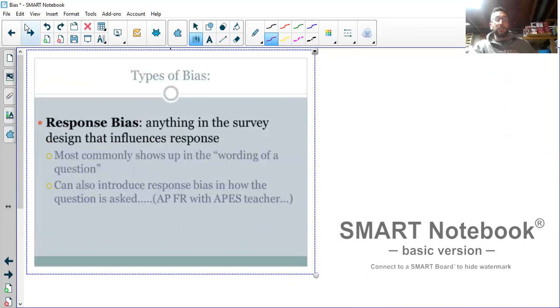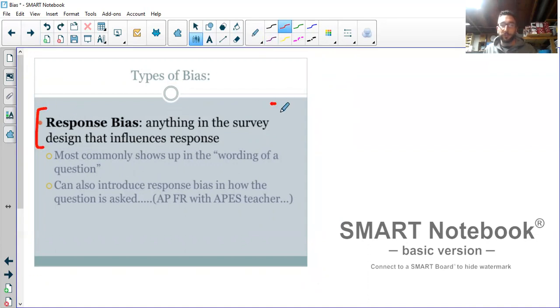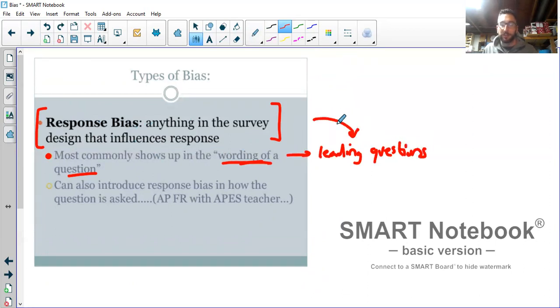The last one we're going to look at in here is response bias. Response bias is anything in our survey design that influences the response. The most common way we see response bias is in the wording of a question, or I think maybe in AP Psych, I could be wrong, but I think you talk about leading questions. A leading question is the most common example of response bias. If I say something like, given that it's the most applicable math in daily life, do you think students should take statistics in high school? Like I'm trying to lead you towards a certain response.